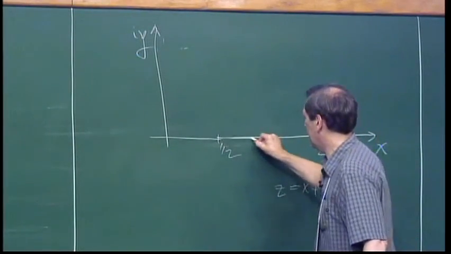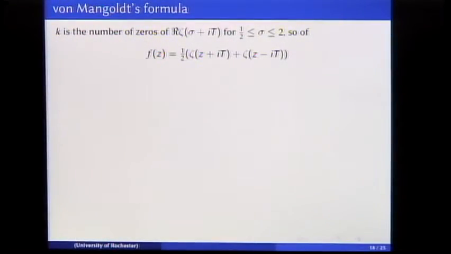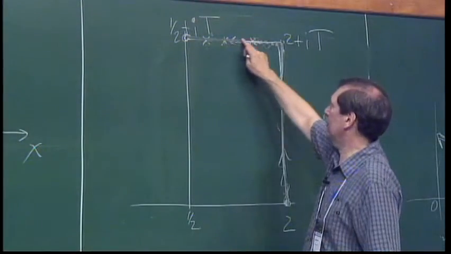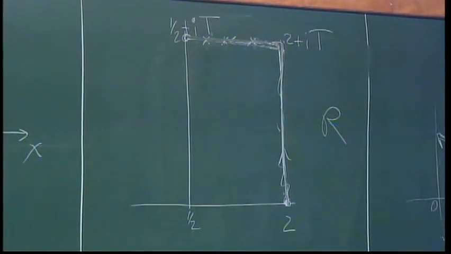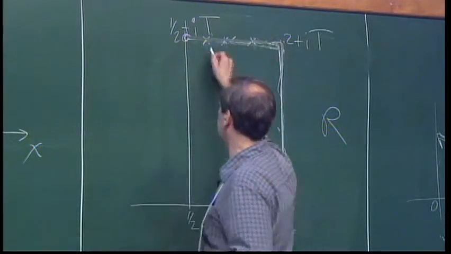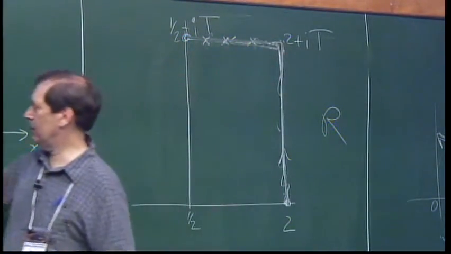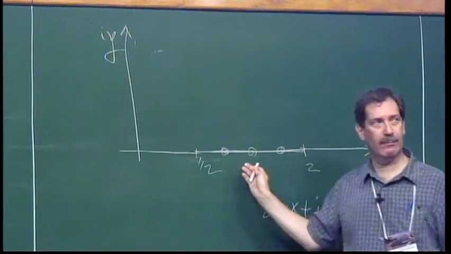Okay, so if I focus on the interval half to 2, and that's my z, then that's the real part of zeta, the same as the real part of zeta on this interval. And those are zeros of an analytic function, right? So I've got these points corresponding to zeros of f on this interval.